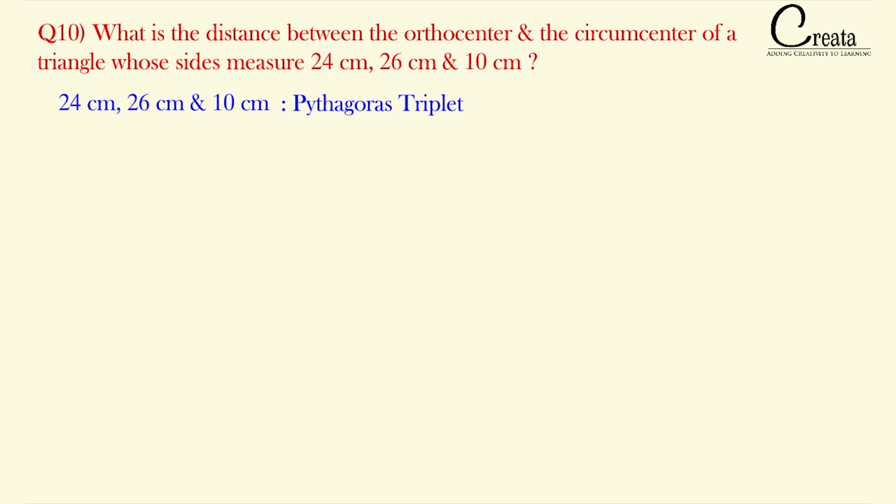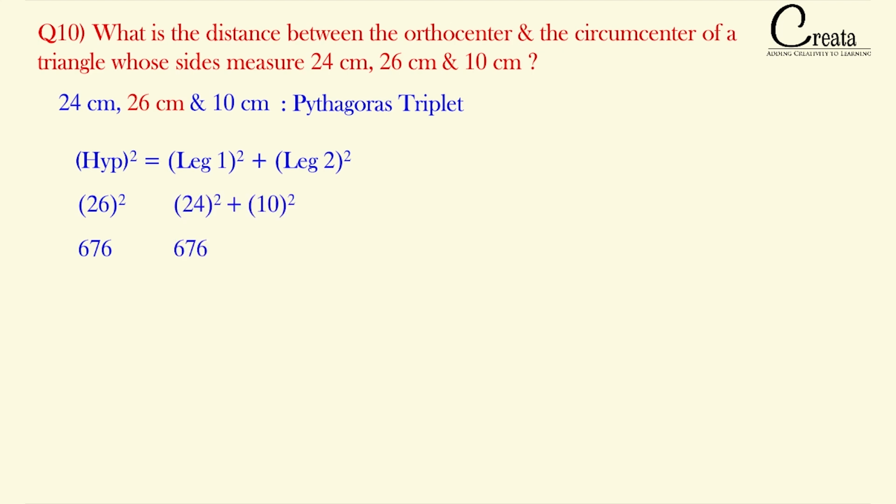The longest of the three sides is 26 centimeter. That will be the hypotenuse for the triangle. So hypotenuse square is equal to the sum of square of the two legs of the triangle. Let's check. 26 square, it will be 676. And 24 square plus 10 square, it will be 676. So we got the hypotenuse square is equal to sum of square of two legs of the triangle. Okay, so these three sides are following the Pythagoras rule. So we can form a right angle triangle from these three sides.